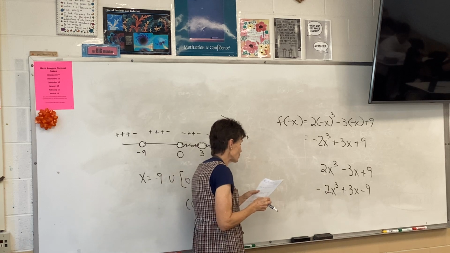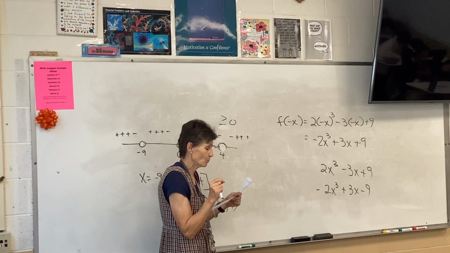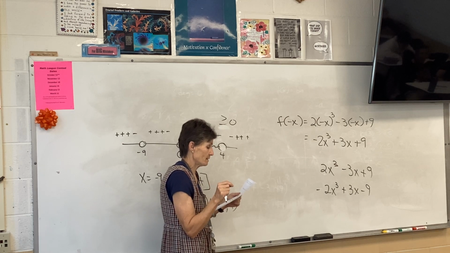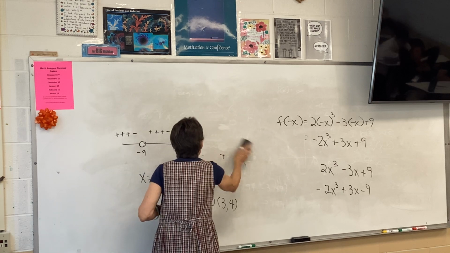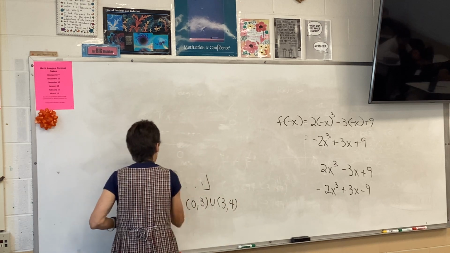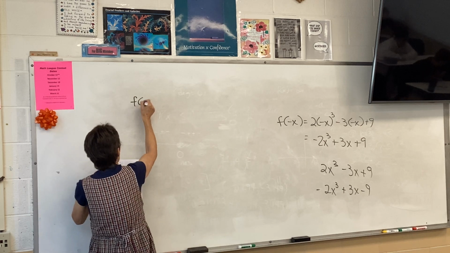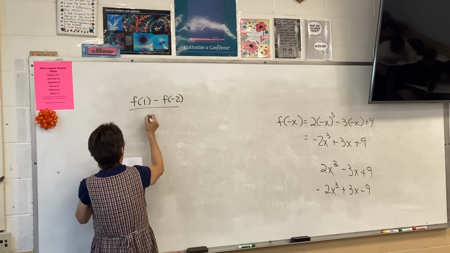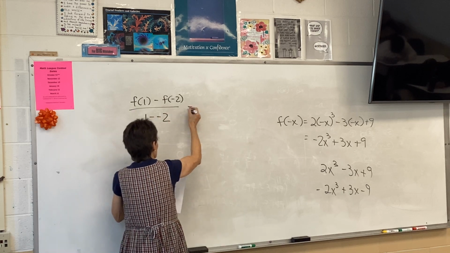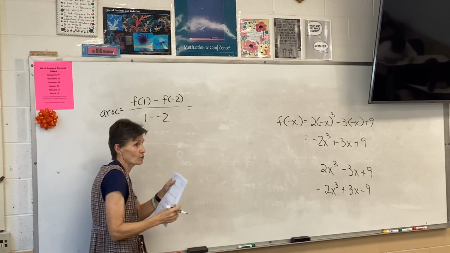Find the average rate of change from -2 to 1. So your setup, from -2 to 1, you'll have f of 1 minus f of -2 over 1 minus -2. So this is going to be my setup for my average rate of change.